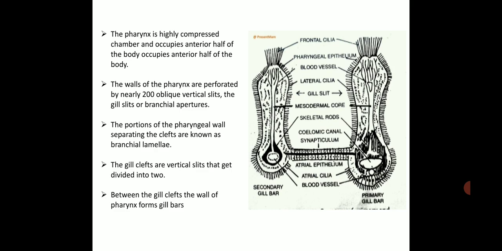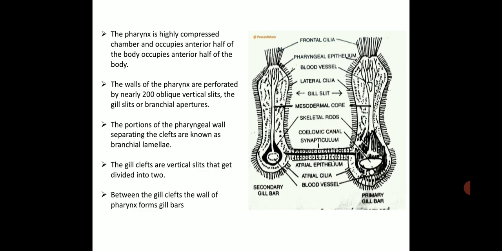The pharynx is a highly compressed chamber and occupies the anterior half of the body. The walls of the pharynx are perforated by nearly 200 oblique vertical slits, which we call gill slits or branchial apertures. The portions of the pharyngeal wall separating the clefts are known as branchial lamellae.